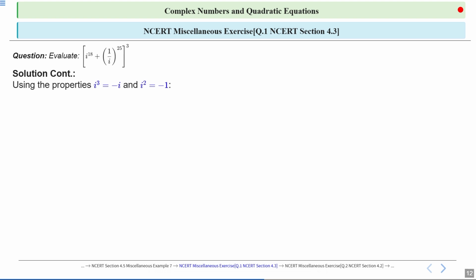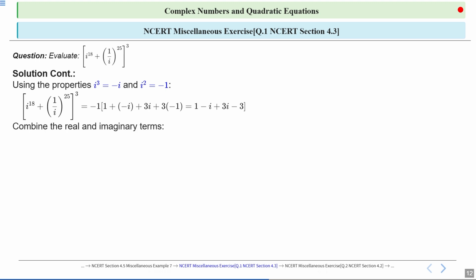First, let's recall some important properties of the imaginary unit. So we know that iota cube is minus iota and iota square is minus 1. Now let's substitute and simplify the powers. So we have iota to the power 18 plus 1 divided by iota whole to the power 25 whole cube equals minus 1 times 1 plus minus iota plus 3 times iota plus 3 times minus 1, which is equal to 1 minus iota plus 3 times iota minus 3.